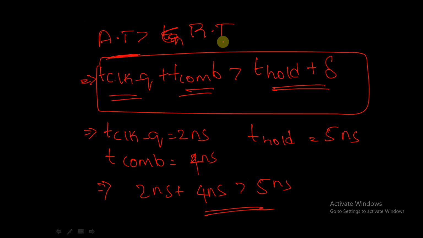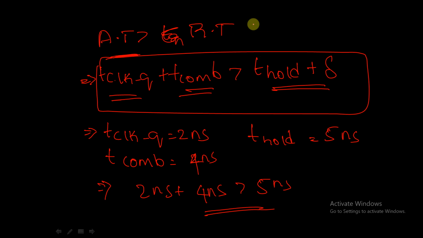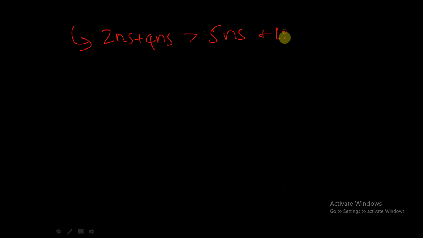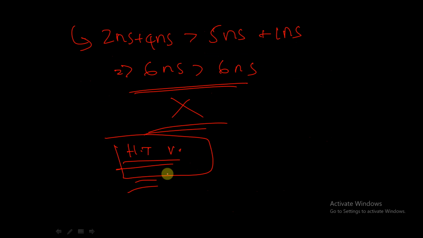Now, with the addition of skew, what happens? We are not changing any values. 2 nanoseconds plus 4 nanoseconds should be greater than 5 nanoseconds plus, let's say, our skew of 1 nanosecond. 6 nanoseconds is greater than 6 nanoseconds. This is not true, right? So there is a hold time violation. You can observe that with the addition of skew, there may be chances of hold time violation, so the data should be held constant for a longer time.